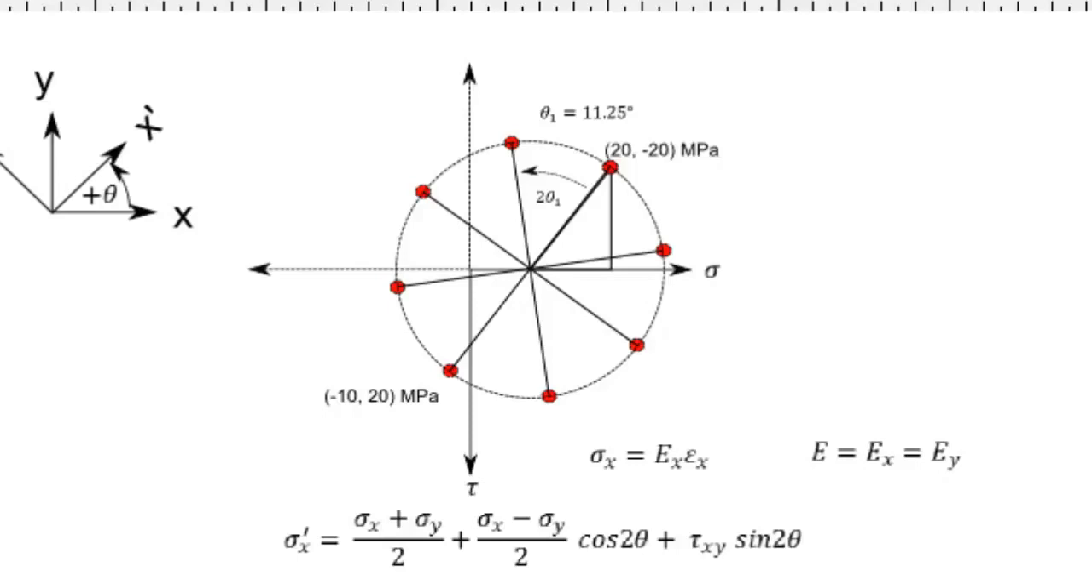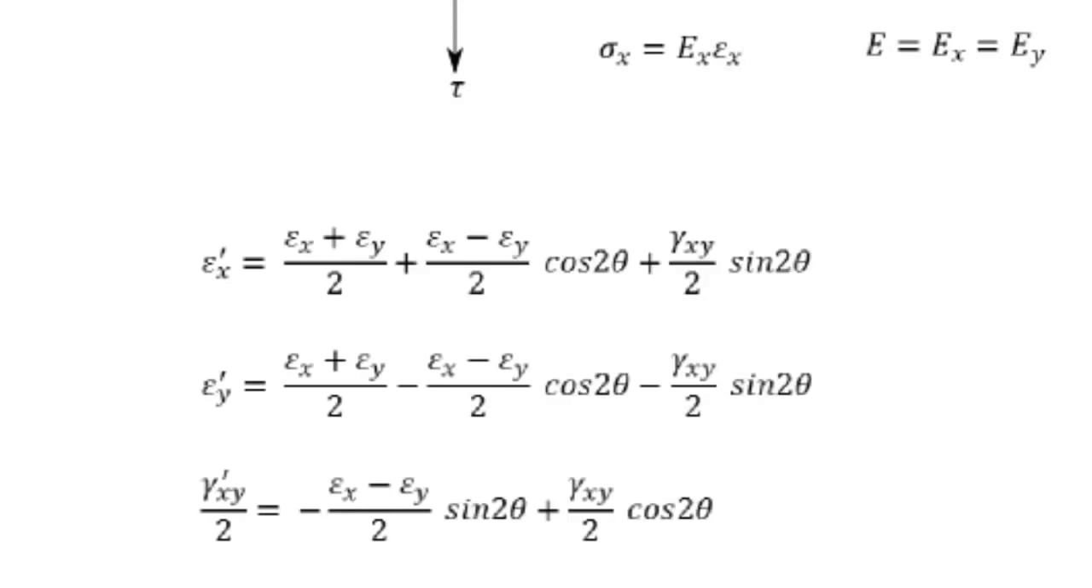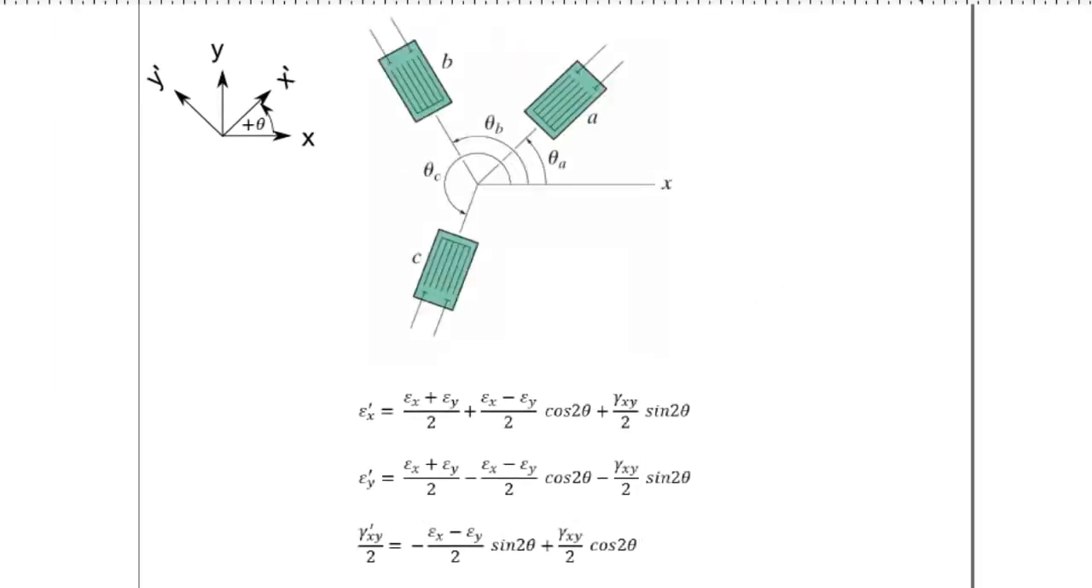If we utilize Hooke's law and plug these values into our stress transformation equations, we will find that the modulus of elasticity cancels out and we end up with the strain transformation equations. You can see they are nearly identical to the stress transformation equations, however they replace the stress values with strain values. As mentioned, these equations come in quite handy when analyzing surface strains utilizing strain gauge rosettes.